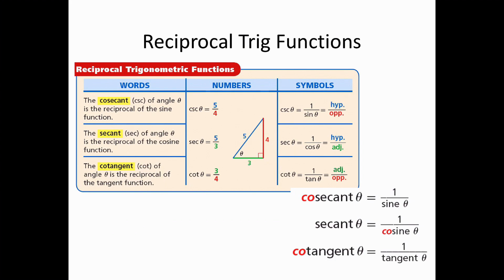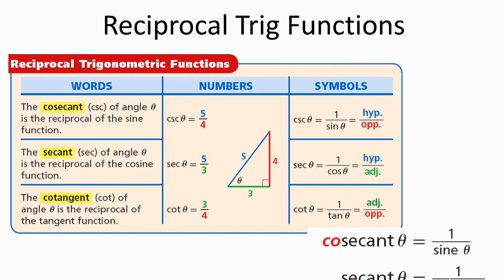Okay, this next part, we're talking about these things called reciprocal trig functions. These are ones that I'm guessing fewer of you have seen. We've got 3 new terms: cosecant, secant, and cotangent. Cosecant of an angle theta is the reciprocal of the sine. Reciprocal, remember, that's flipping the fraction over. So sine, take the reciprocal of it, it'd be 1 over sine.